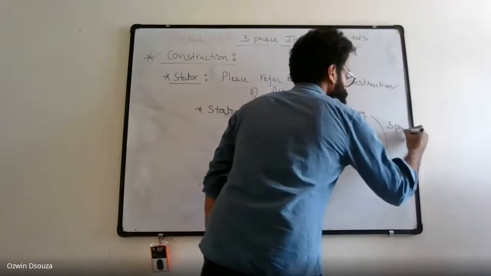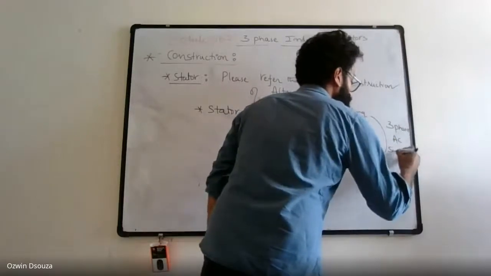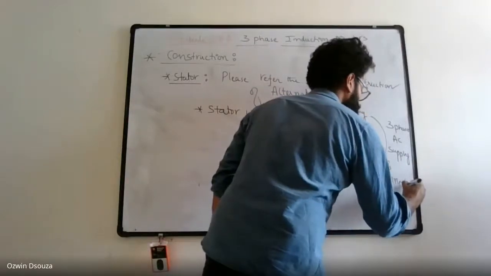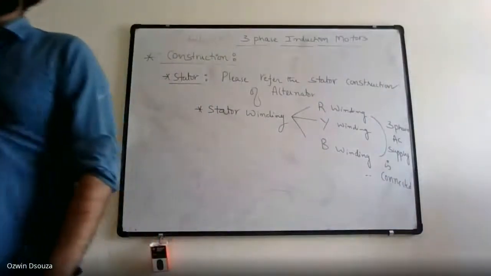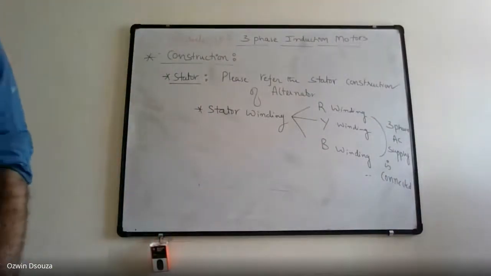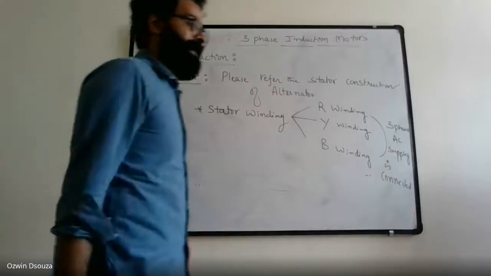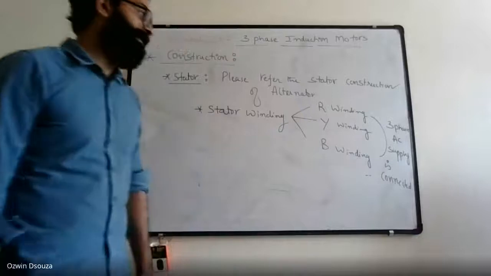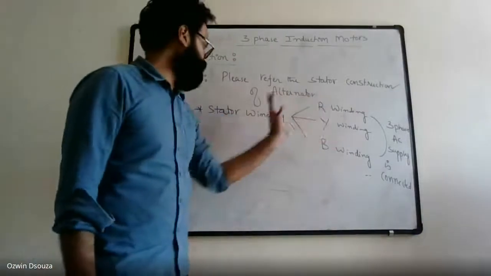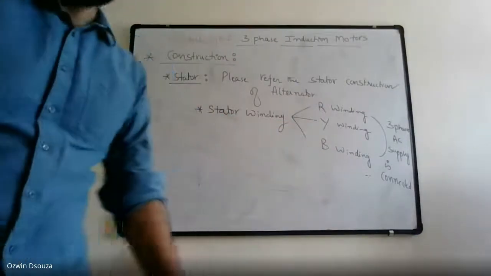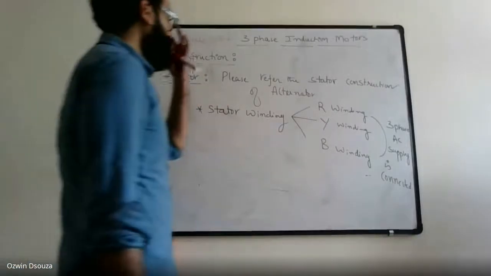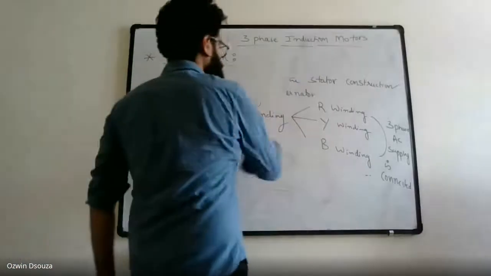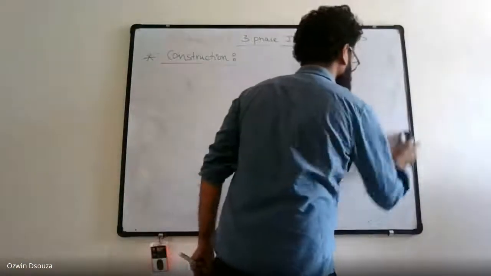To the stator winding, a three-phase AC supply is connected. All right, because it needs electricity, right? Your motor requires electricity as the power input. So the power input is nothing but three-phase electrical supply given to the three-phase winding of the induction motor. And the construction you can read from the stator construction of the alternator. Okay, so that's about the stator construction.